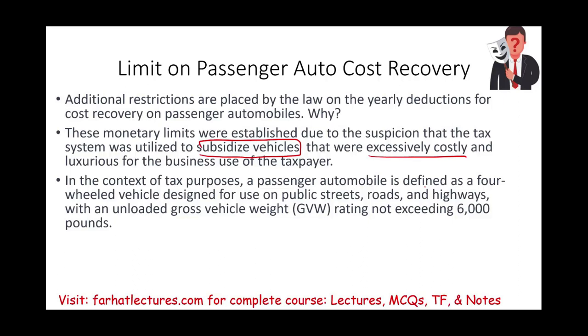In the context of tax purposes, a passenger automobile is defined as a four-wheeled vehicle designed for use on public streets, roads, and highways with an unloaded gross vehicle weight rating not exceeding 6,000 pounds. So here we're looking at vehicles less than 6,000 pounds.